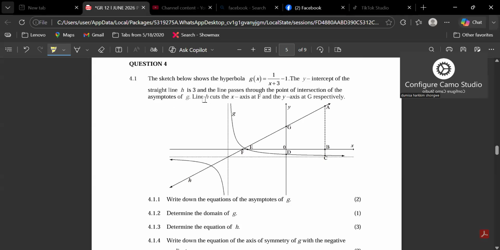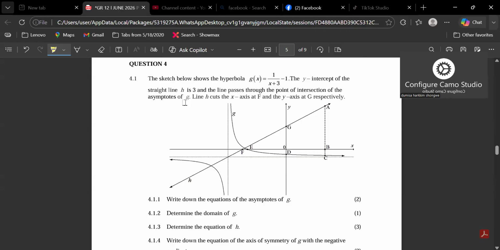Hi guys, welcome to another lesson of the Daily Dose of Mathematics. In our lesson today, we're going to be starting with functions. We're going to start with 4.1 from the June 2026 Limpopo question paper. Now, it will take us through our question. Let's go and check, highlight what is important, and then what is it that we're going to need. Let's go to our question.